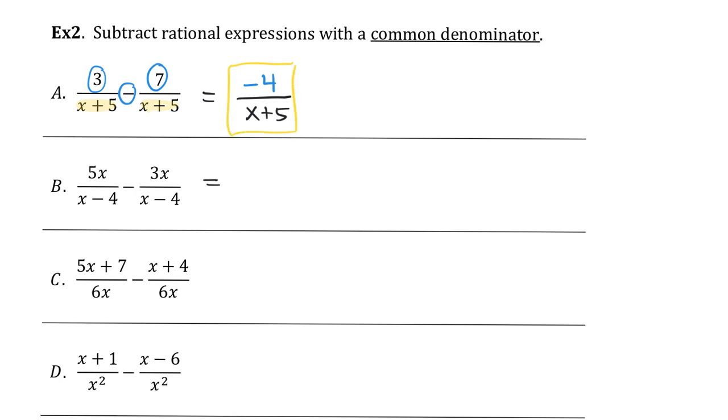Let's look at B. 5x over x minus 4 minus 3x over x minus 4. So the common denominator is x minus 4. And then I'm doing 5x minus 3x, which is 2x's.